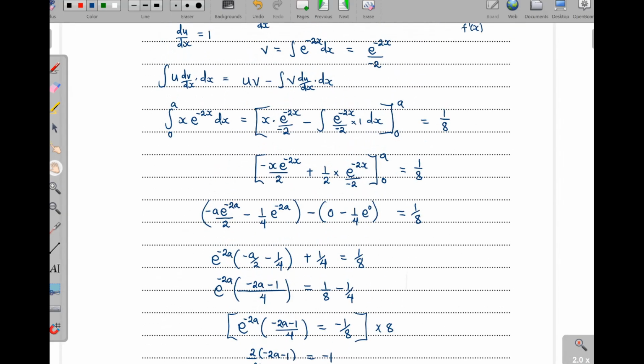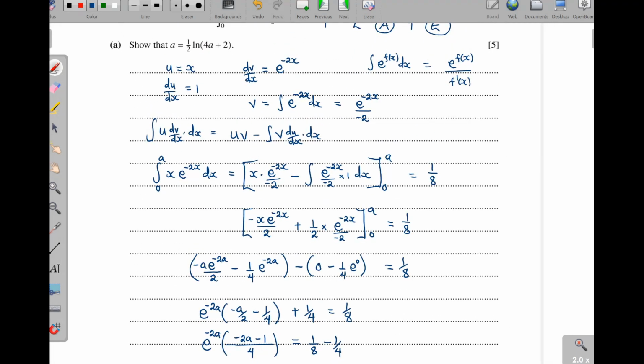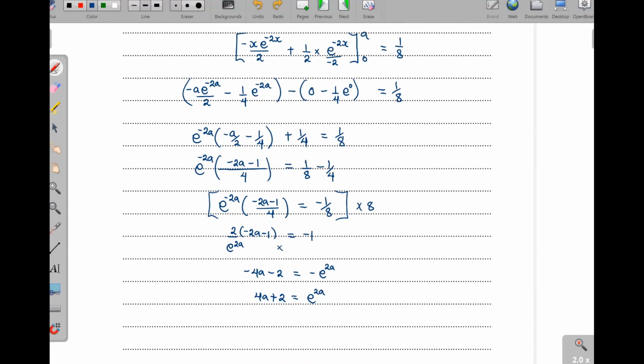Now, based on what we are having here, since I'm seeing a natural log, the a that is up here is the one that we are making the subject. So we introduce logarithms on both sides of this equation. Then we shall have natural log of e to the power of 2a. Then using rules of logarithms, this one will come down, and then we shall have natural log of 4a plus 2, which is equal to 2a natural log of e.